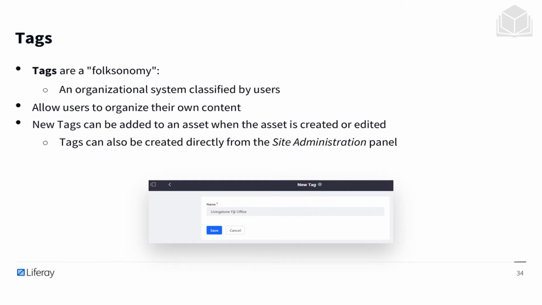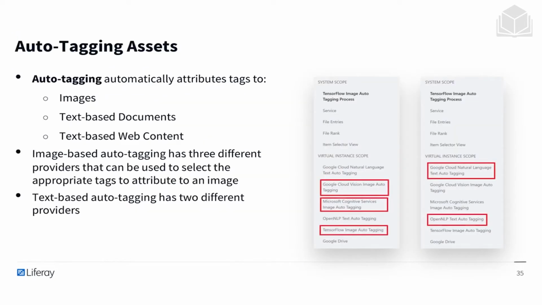Tags can be referred to as a folksonomy, or organizational system classified by users to allow them to organize their own content. Assets may be tagged or categorized at creation time or during edit. We can create tags directly from the site administration panel. Typically, content creators apply tags while creating content. It's also possible, however, to tag content automatically.